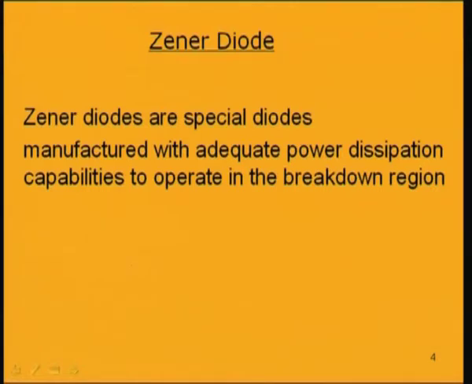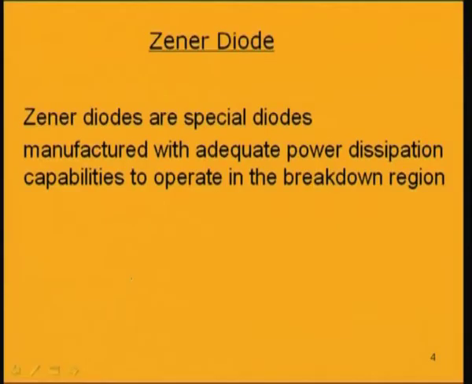So, these Zener diodes exploit this breakdown phenomenon, which is effectively used for some special applications. For example, a common application is the voltage regulator. Now, this Zener diode is manufactured with adequate power dissipation capabilities, so that they can operate in the breakdown region, because normal diodes we cannot operate in breakdown region because of the danger of degrading the characteristic of the diode if the power dissipation capability is not high, and normal diodes do not have the high power dissipation capability.